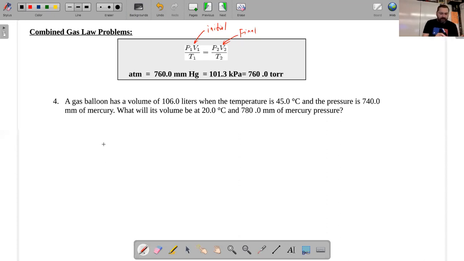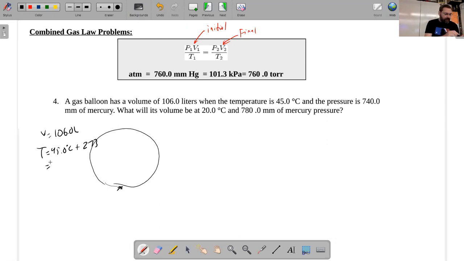But in this first problem, there's some kind of volume, and this thing has a volume of 106.0 liters, and the temperature is 45 degrees Celsius. And I told you that these temperatures cannot be in Celsius in the equation. You won't get the right answer. They must be absolute temperatures in Kelvin. So you want to go ahead and just add 273. And it's smart to add that right away. That way you catch it immediately. That's like 318 Kelvin. And the pressure is 740 millimeters of mercury. It doesn't matter what the pressure unit is. The pressure could be in atmospheres, millimeters of mercury, kilopascal, torr.